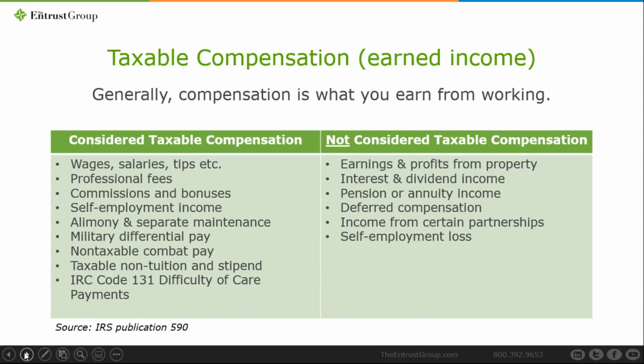Here's a snapshot of the chart found on Publication 590 on what is and what isn't taxable compensation. I'm going to move along. I just wanted to show this to you, just in case a client asks, how do I know if my income is earned income or not earned income? Publication 590, to be specific 590A, because Publication 590 is broken down into two parts: contributions and distributions. A is contributions, B is distributions.